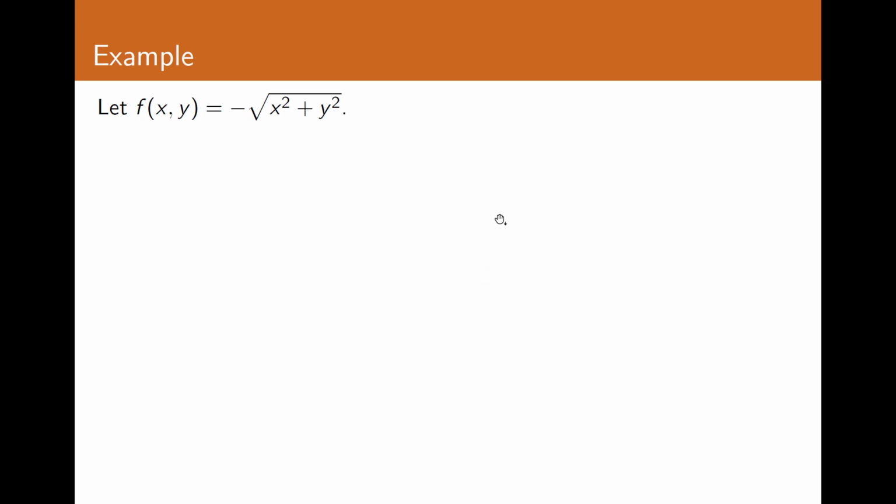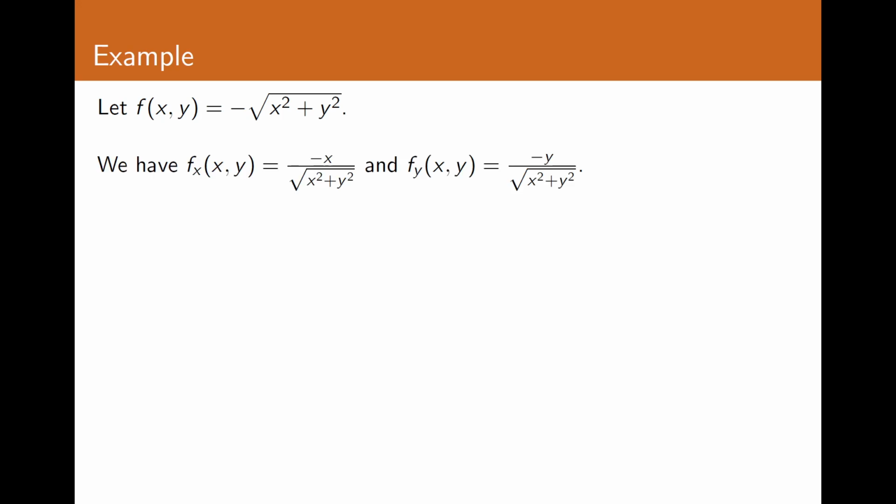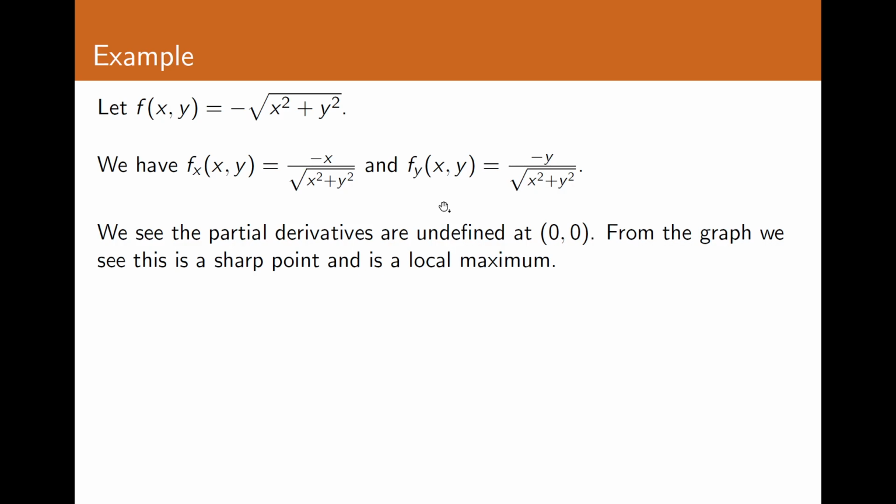Let's look at another example here. Let's take f of x, y to be negative square root of x squared plus y squared. So in this case, when we take the partial derivatives, the partial derivative with respect to x is negative x divided by the square root of x squared plus y squared. And the partial derivative with respect to y is negative y over the square root of x squared plus y squared. So we can see for these partial derivatives, both of them are undefined at the point 0, 0. So that means 0, 0 is going to be a critical number for us.